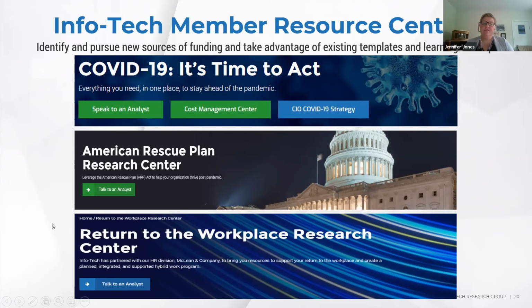And then we also have a Return to the Workplace Research Center. This is in tandem with our McLean and Company organization, which is HR focused. This is giving our membership advice on safely bringing people back into the workplace from a health and safety perspective, from a screening perspective, making sure that people are compliant with, again, local and state laws as needed.